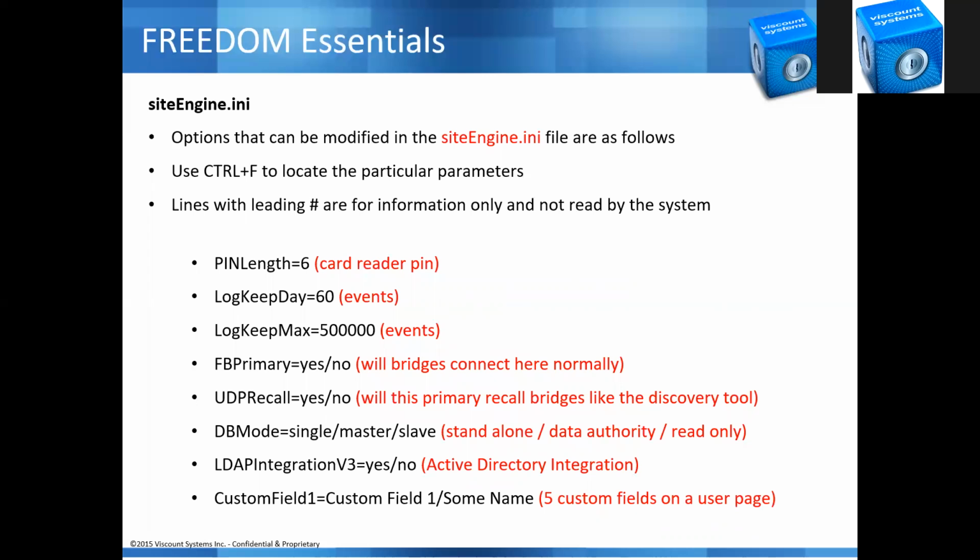Setting FB primary to yes will configure the automatic recall of bridges that may be reporting to secondary application nodes back to the primary server. Setting UDP recall to yes will do the same, but will do so independently of the database and use layer 2. More on database recall settings will be covered later in this training session.